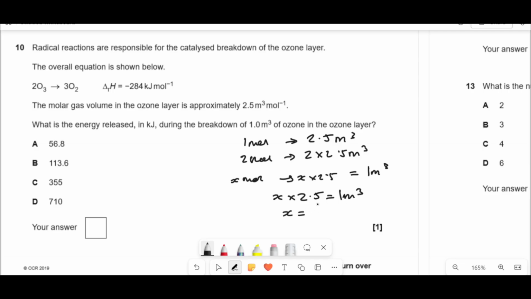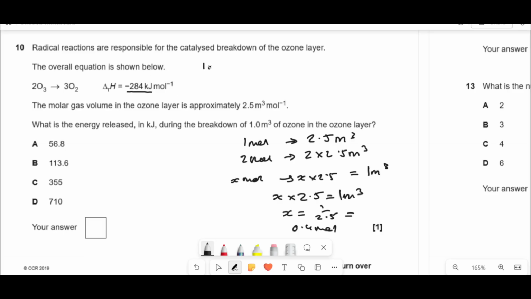So therefore x, the number of moles we want, is going to be 1 over 2.5, which is 0.4 moles. Now they've told you in the question that they want to know what the energy release is. So they told you the enthalpy of this reaction over here is minus 284 kilojoules per mole. So that means 1 mole releases this much, right?